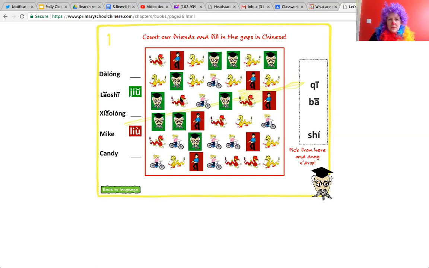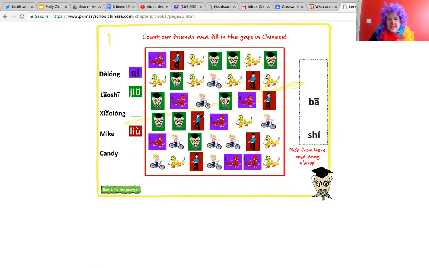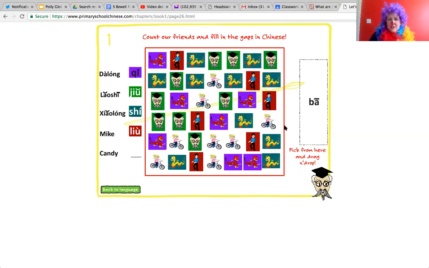1, 2, 3, 4, 5, 6, 7. Okay, maybe I miscounted. And Xiaolong, Xiao means little. So the little dragon. 1, 2, 3, 4, 5, 6, 7, 8, 9, 10. So I think there are 10 of those, which means that I must have miscounted. 1, 2, 3, 4, 5, 6, 7, 8. There are 8. I can't count. Let's see if we're right.